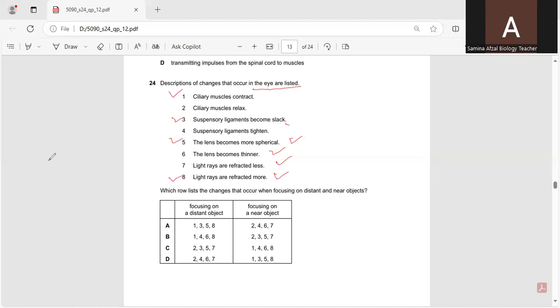So in this way, 1, 3, 5, and 8. So they are 1, 3, 5, and 8. So this is the correct option. 2, 4, 6, 7 when we focus on a distant object. So D is the correct option. A, B, and C are not the correct options.